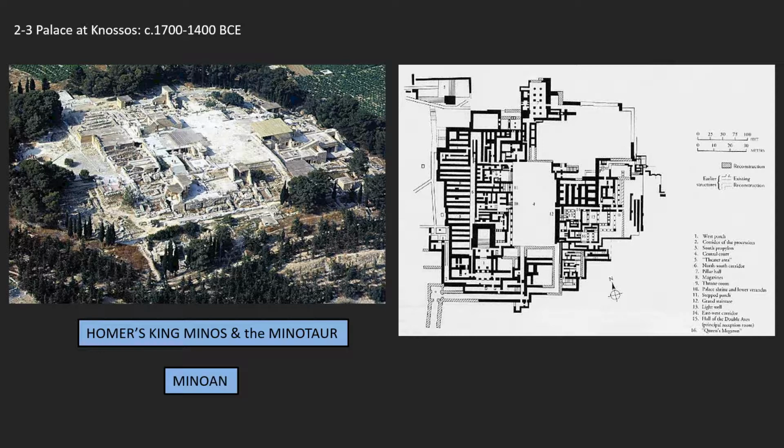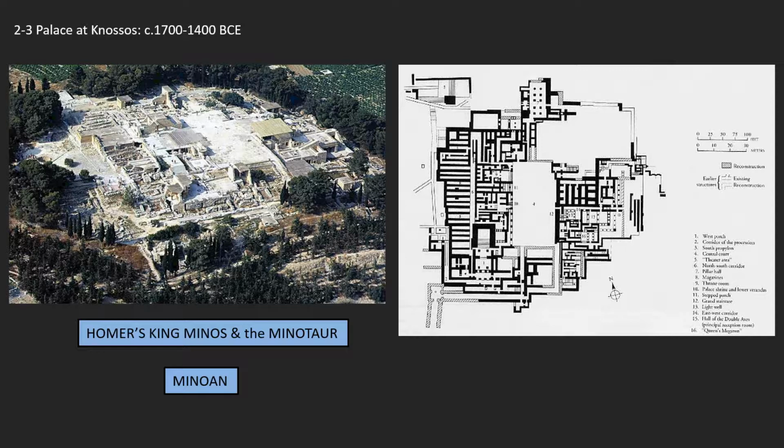Because of this palace, we call the civilization on Crete the Minoans, after King Minos, versus the Cycladic civilization on the Cyclades Islands. So it developed from that, but it's slightly different, and it derives its name from them.